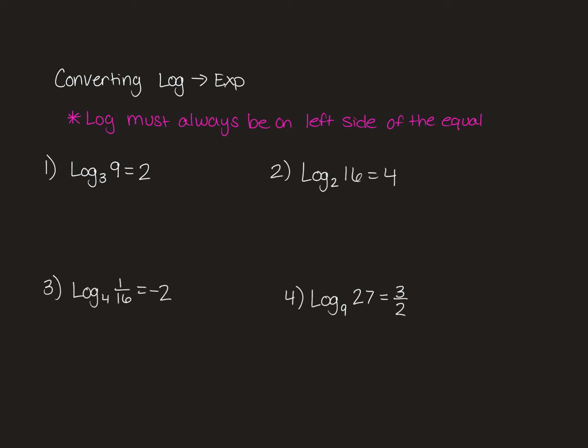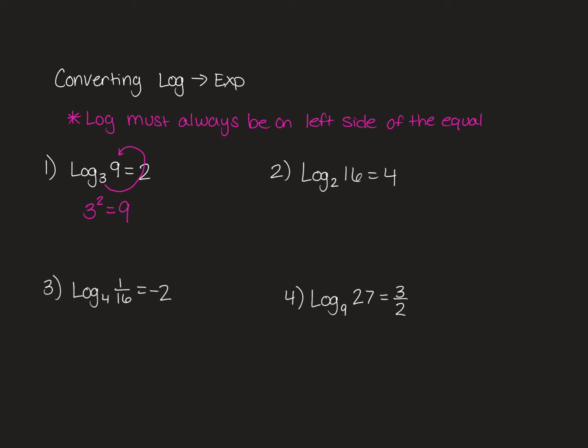We can actually convert from logarithmic form to exponential form. Just make sure that your log is always on the left-hand side. So we will do the loop-de-loop. We'll start at your base, hit the 2, land at the 9. This can be rewritten as 3 to the second equals 9, which makes sense because 3 squared does equal 9.